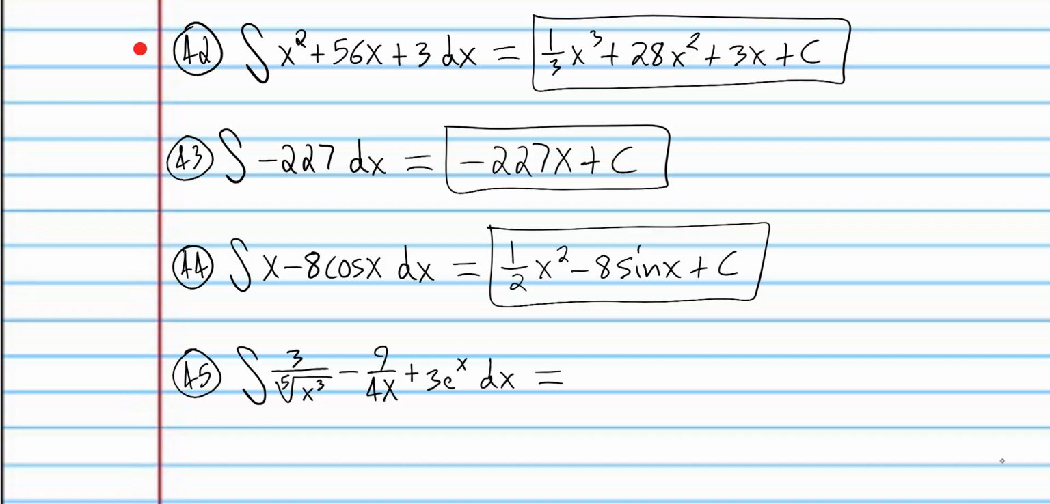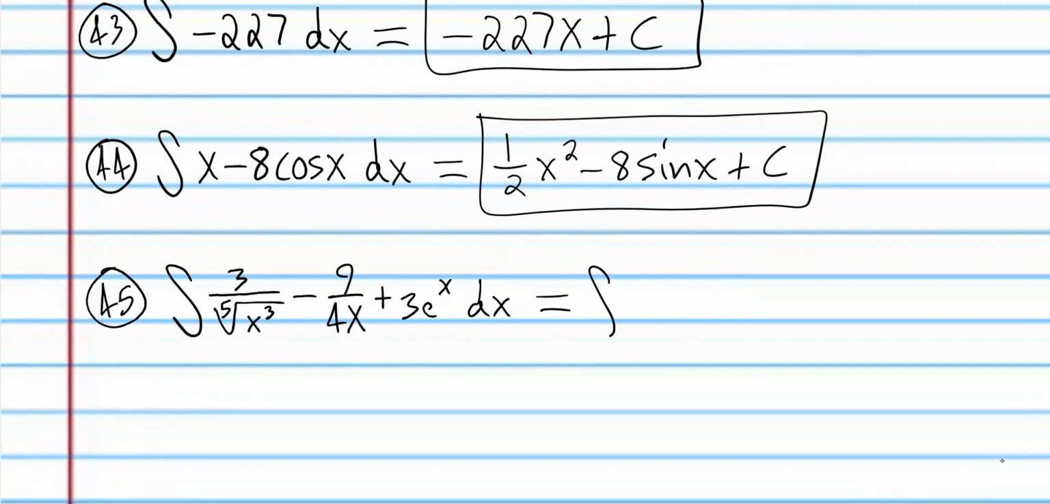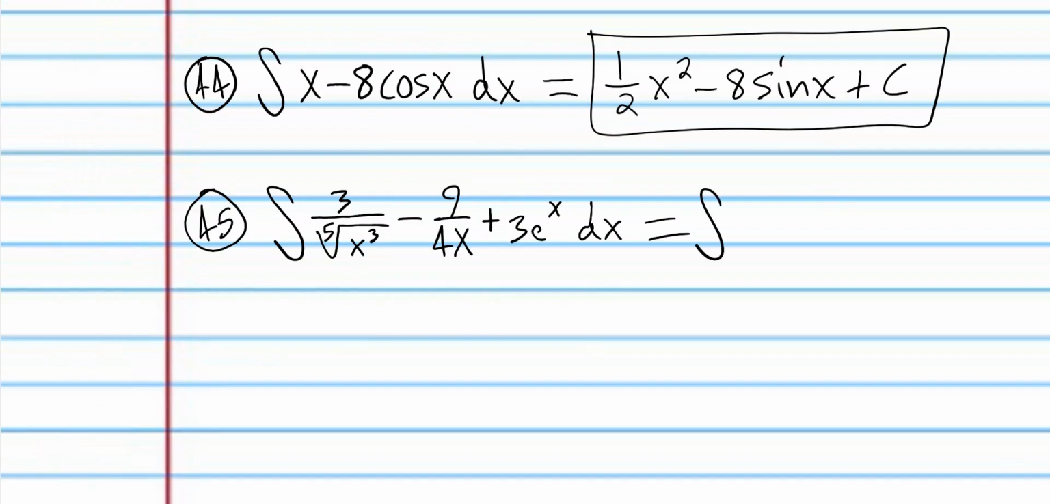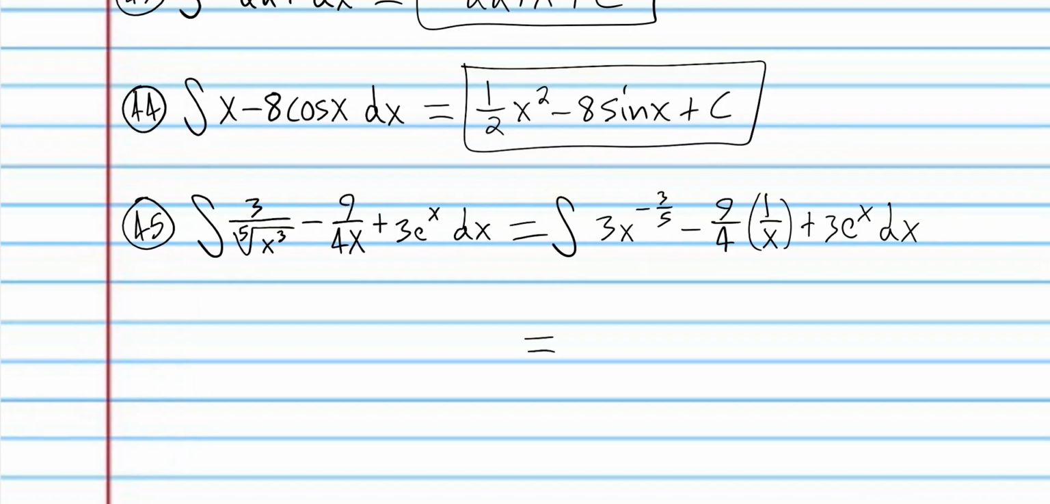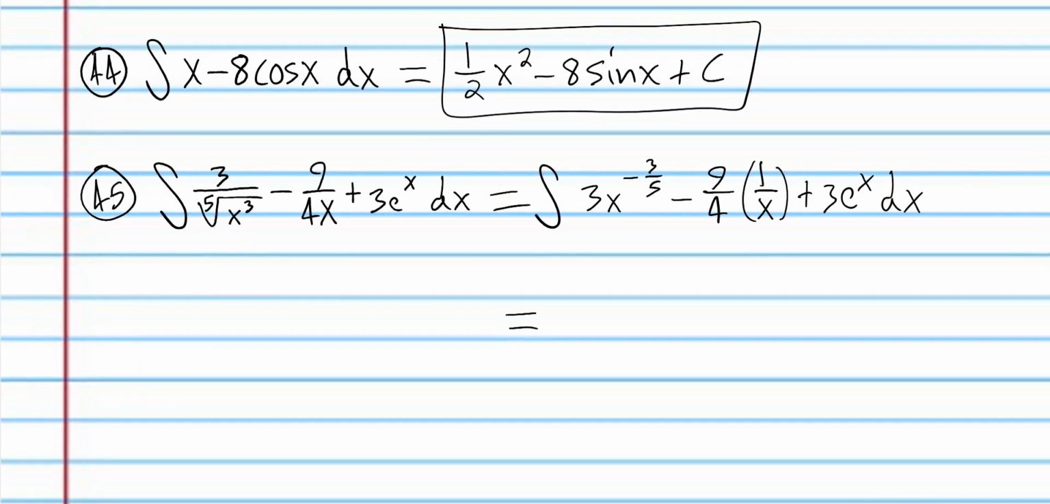Let's try another one. Now, remember, we can't do this unless we change the form of these expressions so we can understand what's going on. So that's actually going to become 3x to the negative 3/5. Now, I'm not showing every step of that, but we're just using exponent rule 10 and number 8, and we're also factoring out the 3. That's just like a coefficient. Then we're going to factor out 9/4, and we're left with 1/x there. And so we have not found the antiderivative yet.